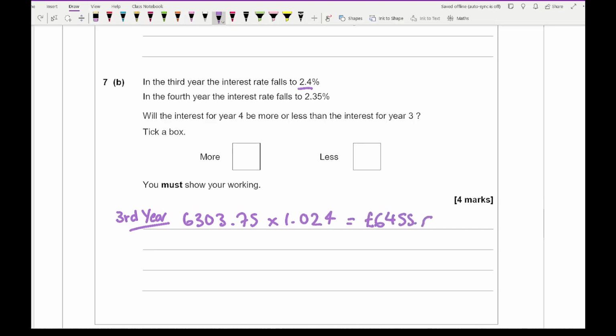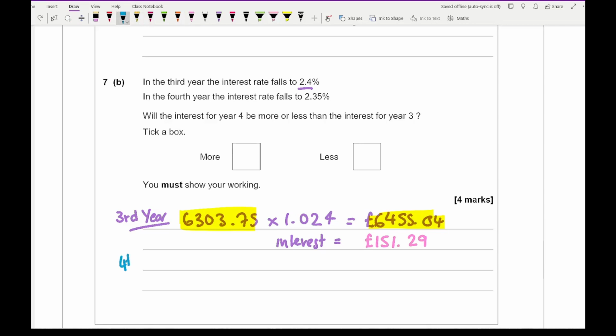£6,455 and 4 pence. So from this, what I can then work out is what the interest amount is going to be, and I do that by taking away this answer from what I had before. So if I take those two numbers away, I get an answer of £151 and 29 pence. So that's how much interest I accumulated in that third year.